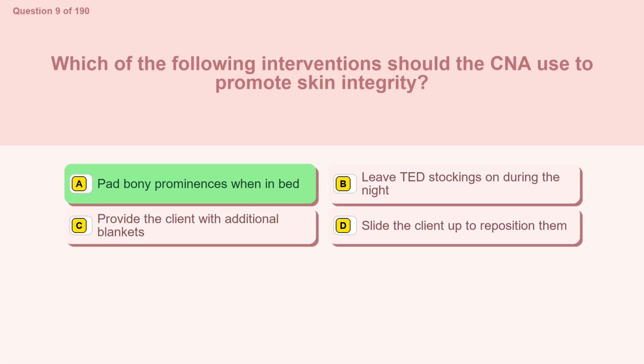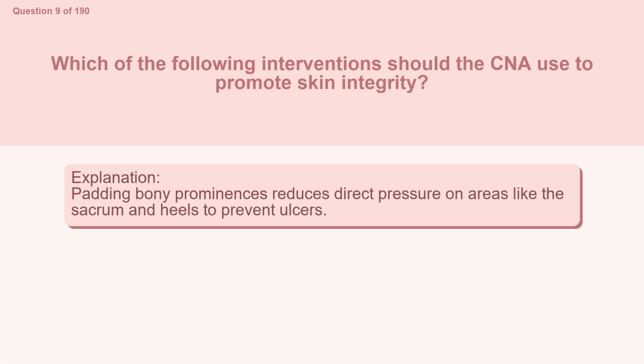The correct answer is option A. Pad bony prominences when in bed. Padding bony prominences reduces direct pressure on areas like the sacrum and heels to prevent ulcers.